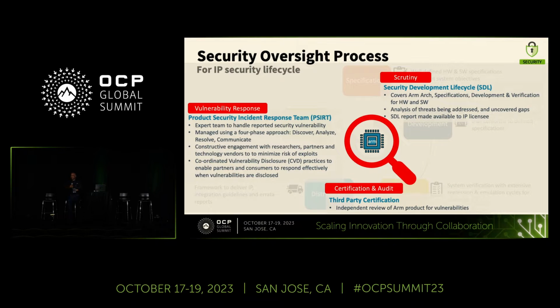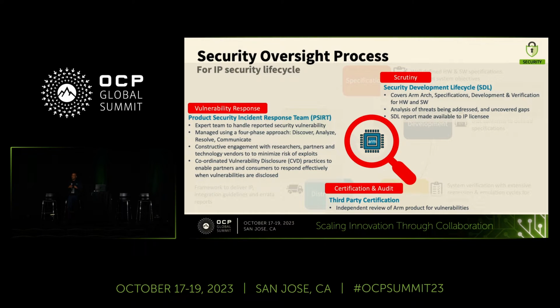So when we overlay security aspects on top of this, we have three different aspects that we have to cover. First is a process called the secure development lifecycle process. This covers every stage of the development, all the way from architecture spec definition to development and verification, to understand what threat models they are addressing and how these are addressed in the IP from various deployment scenario perspectives. So that covers the development of the spec, implementation of the IP, and verification of the IP, and each IP, irrespective of whether it's security or not, has an SDL report that any partner who licenses ARM IP can get access to.